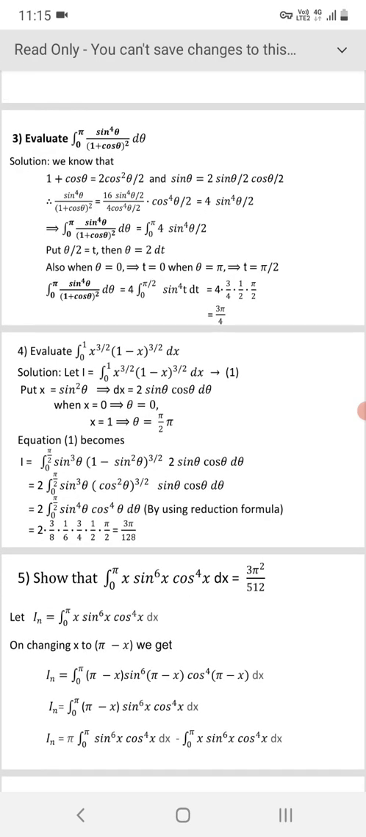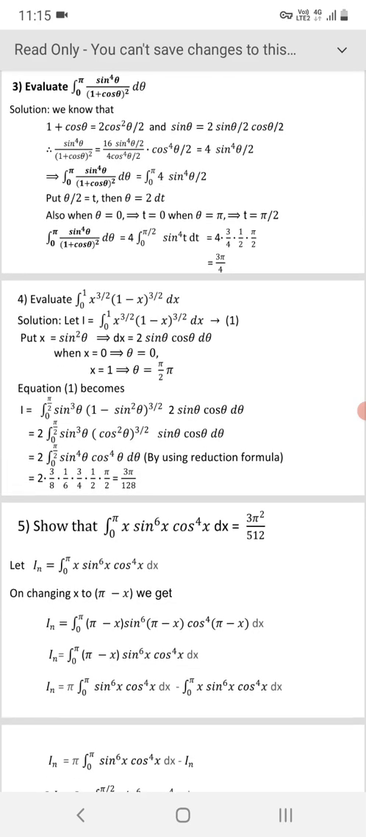Now put θ by 2 equal to t, otherwise θ equals 2t. So with θ as a function of t, dθ equals 2 dt. Also when θ equals 0, t goes to 0. When θ equals π, then t goes to π by 2. Therefore the given integral becomes 4 times the integration from 0 to π by 2 of sin^4 t with respect to t.